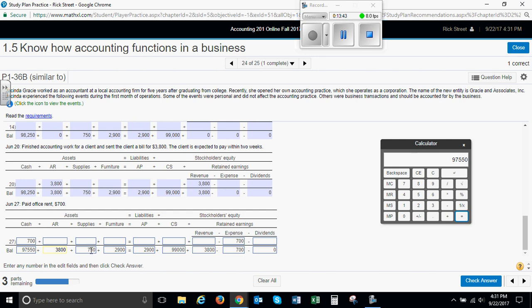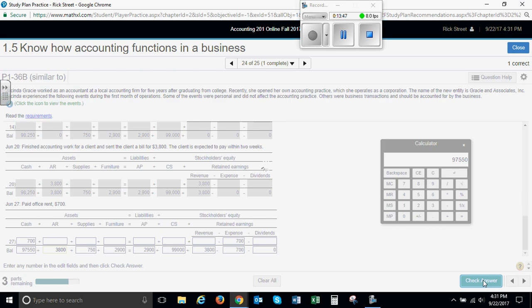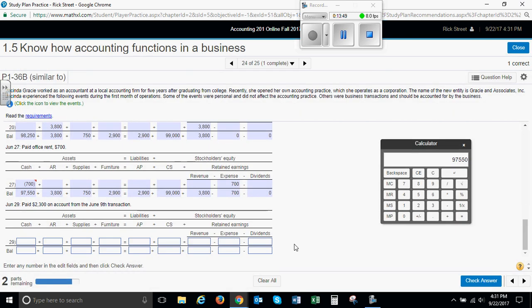$3,800. That's 5,750. Okay, I'm just going to check answer again because I just don't know what I'm doing wrong. 97,550. Oh, there we go. I didn't put a minus sign in front of that 700. Details. You've got to pay attention to the details. So, if nothing else, this demonstration is showing you how to do a transactional analysis and how easy it is just to make mistakes. So, be careful and watch that closely.